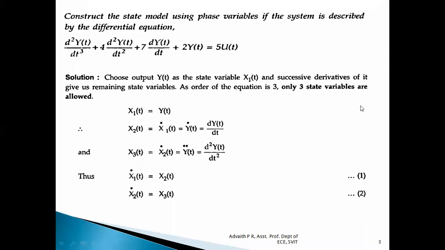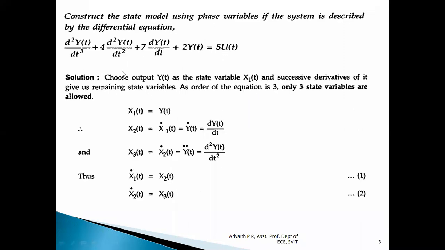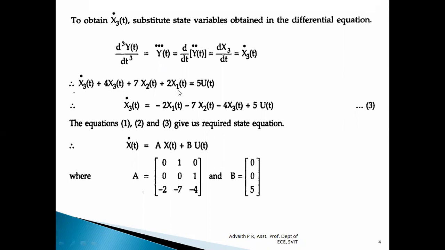Now, by using these two equations, let us obtain x3 dot of t by substituting the state variables which we obtained. So d cube y by dt cube will be equal to y triple dot of t, meaning we are differentiating y of t 3 times with respect to time. It is nothing but the differentiation of d square y by dt square, which is nothing but d cube y by dt cube, which is nothing but dx3 by dt.